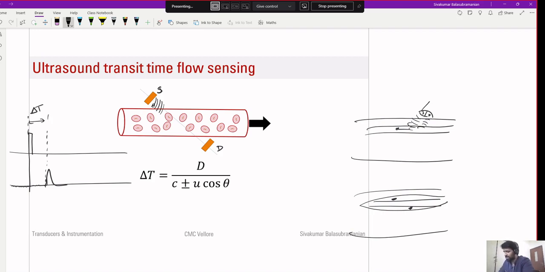What will this delta t depend on? Well, let's assume this angle is theta. No, here, if nothing is moving here, right? If this is d and the speed of your ultrasound is c, then delta t is simply d by c, right?